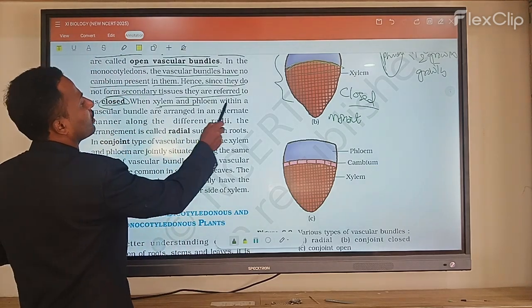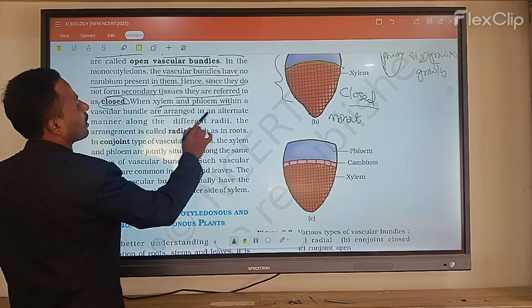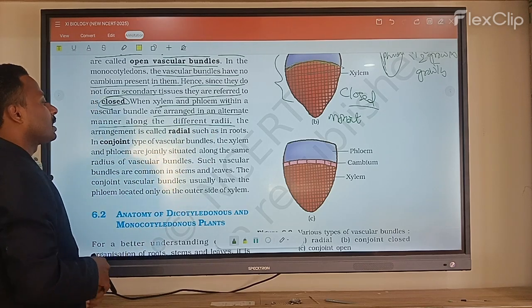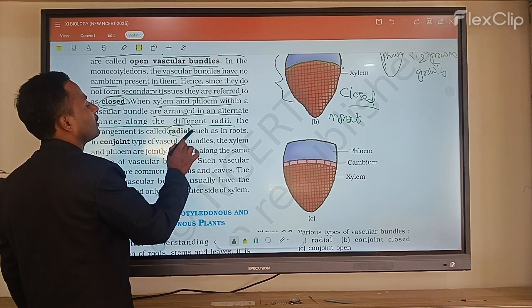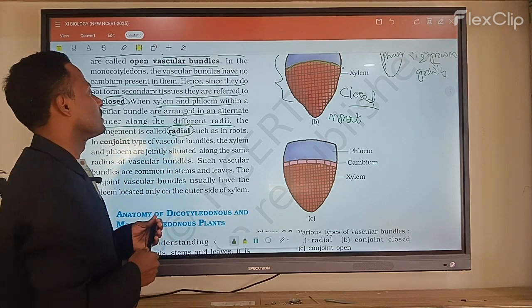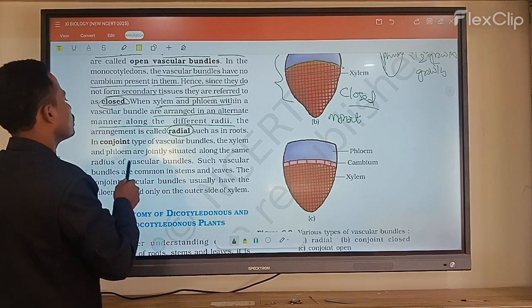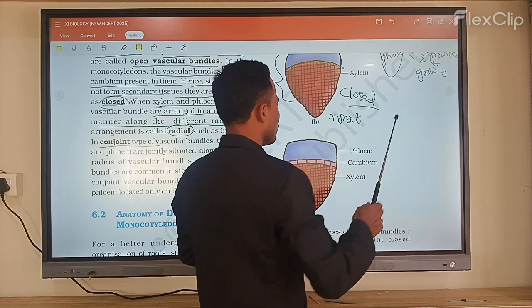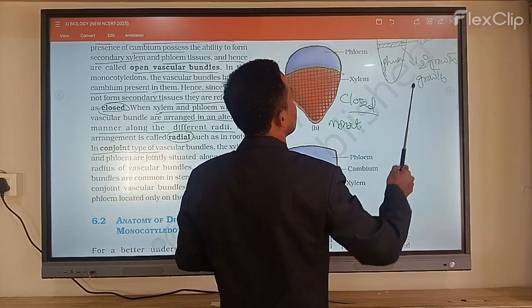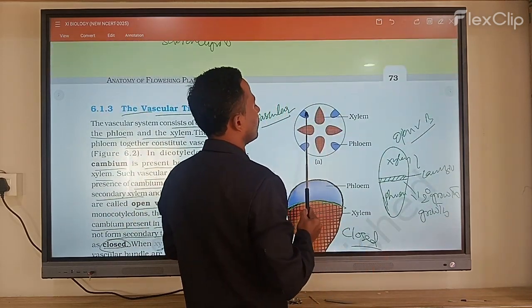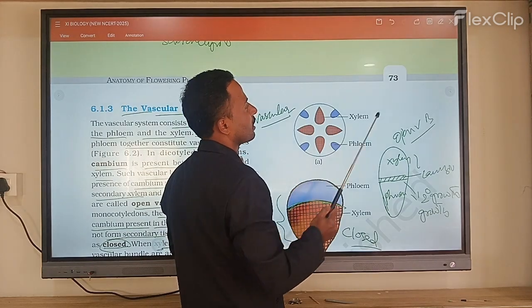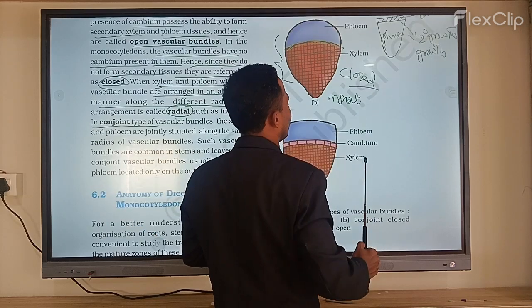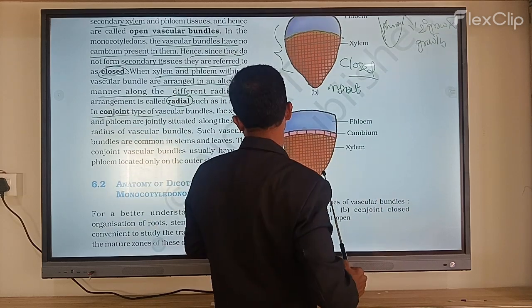Now, when the xylem and phloem within the vascular bundles are arranged in an alternate manner along different radii, such vascular bundles are called radial vascular bundles. Roots have this type. Then there are conjoined vascular bundles. See here, the vascular bundles are arranged on different radii. This is called conjoined vascular bundles.